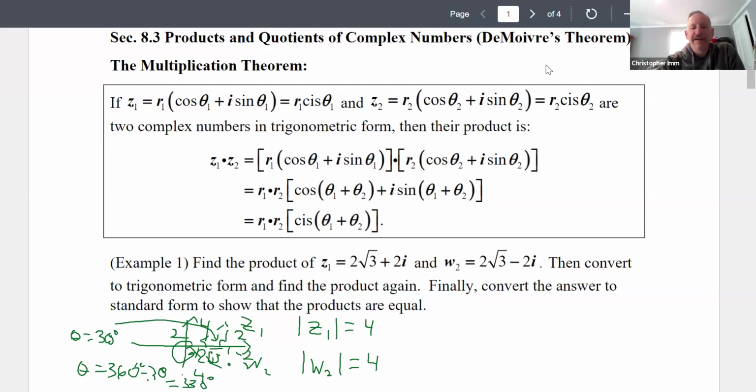So I can put those together. I know that my modulus is 4 for the first. So z1 is going to be equal to 4 cis of 30 degrees. And w2 is equal to 4 cis of 330 degrees.